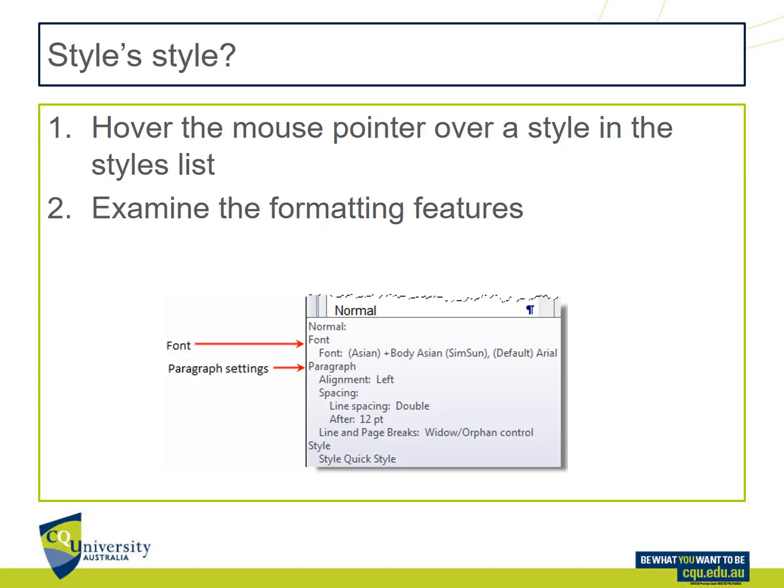I also have a look at the paragraph settings. I can see that it's left aligned. In this case, the line spacing is double and the paragraph spacing is 12 points after. That widow and orphan control has been ticked. Don't untick this. And the style has also been added to the quick style bar at the top of my word processing software. It's right at the top in the ribbon. That is how you would see what your style consists of.